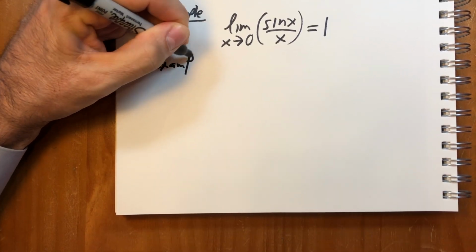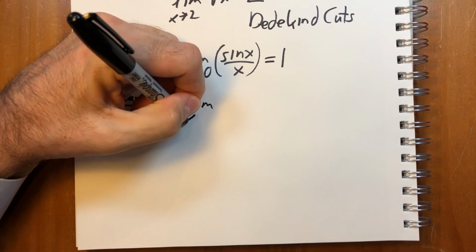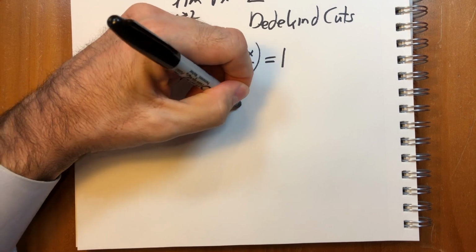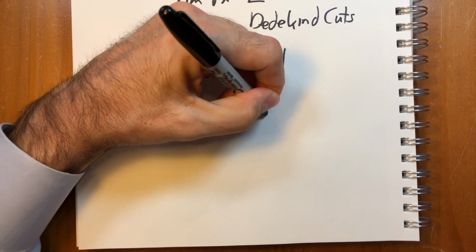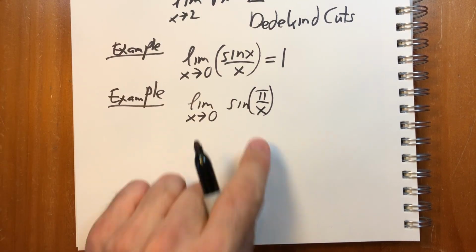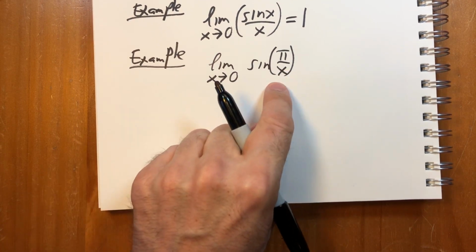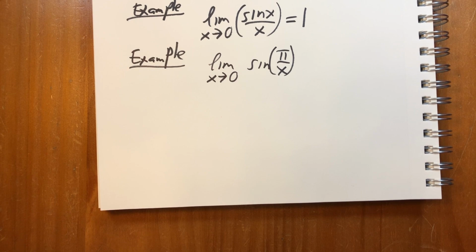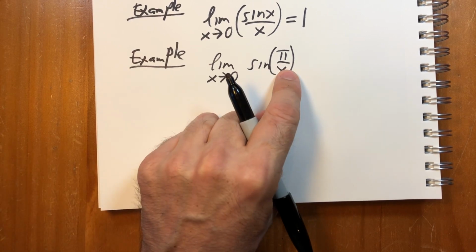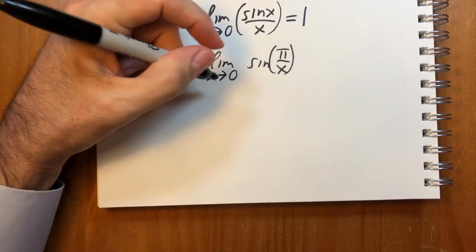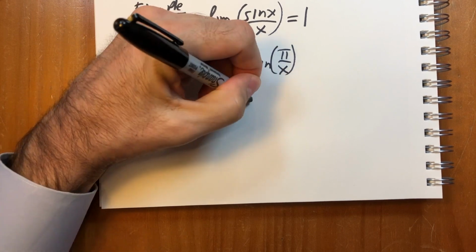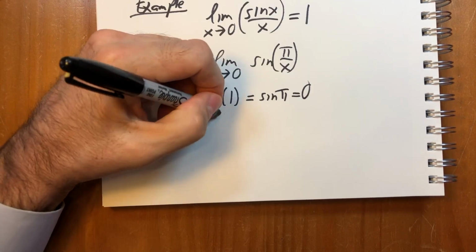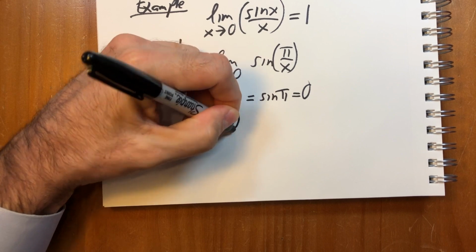So a couple more examples. What about the limit as x approaches 0 of sine of pi over x? So what about this one? Here again, this number does not exist when x equals 0. But what can we see? What if we take some values close to 0? What are we going to see? If we take this at 1, it's just sine of pi, that equals 0. Let's get a little closer to 0, f of 1/2.